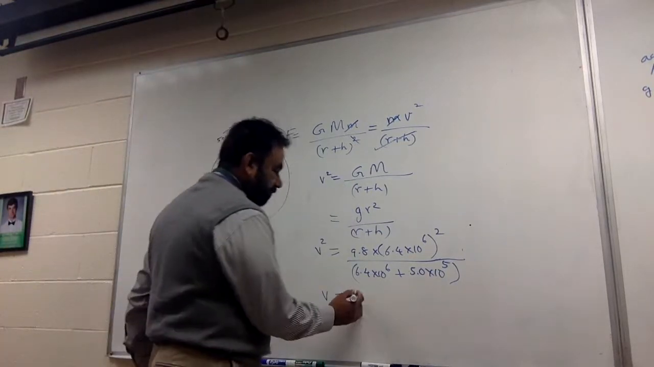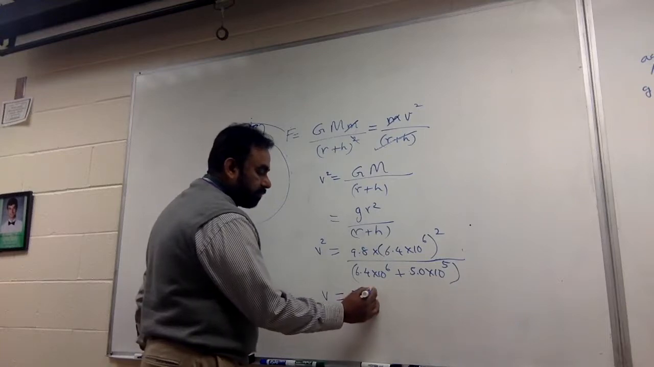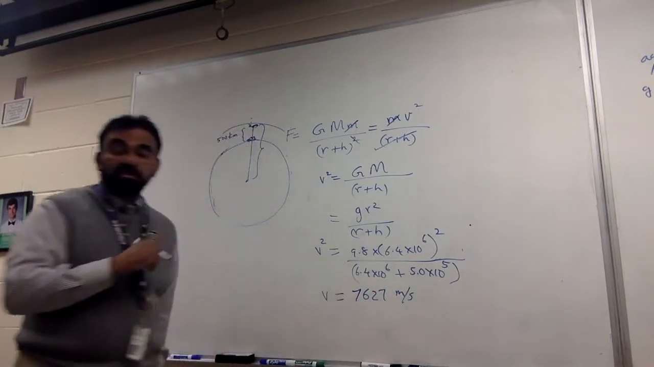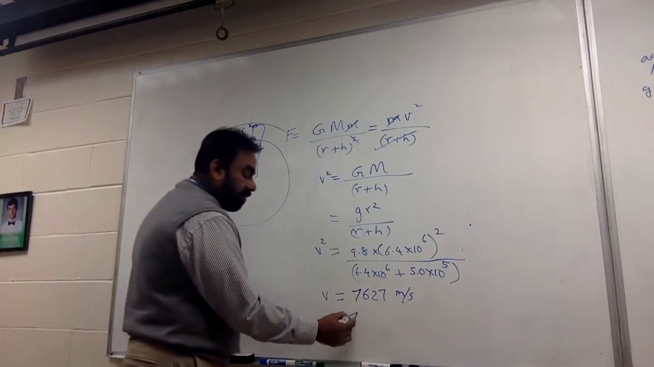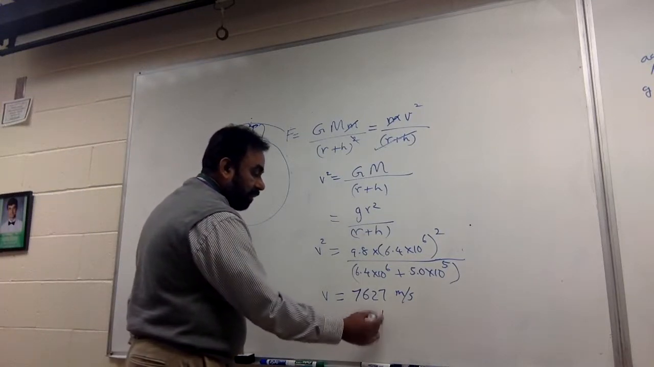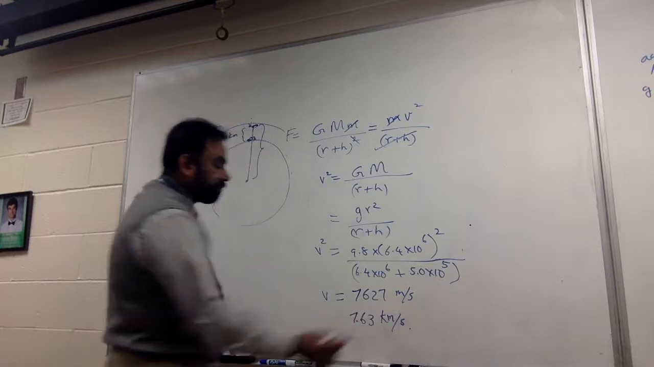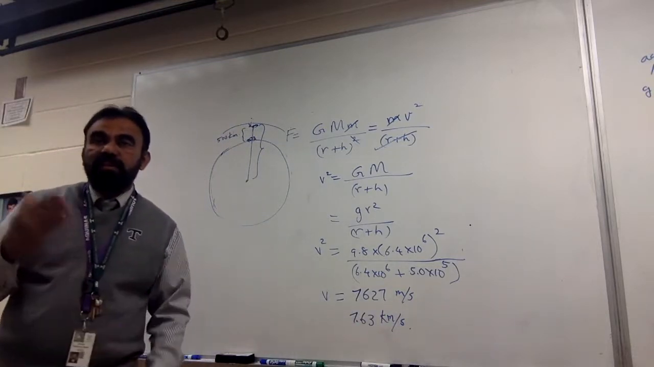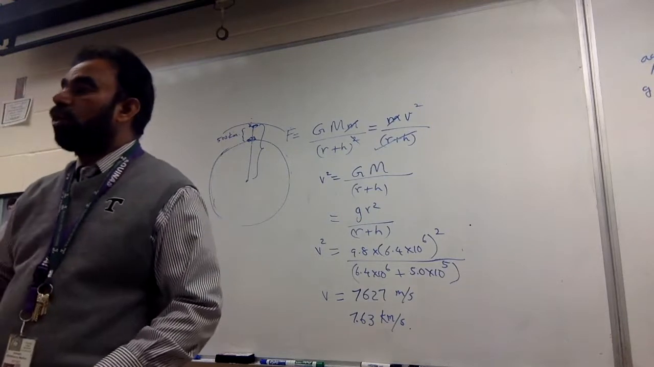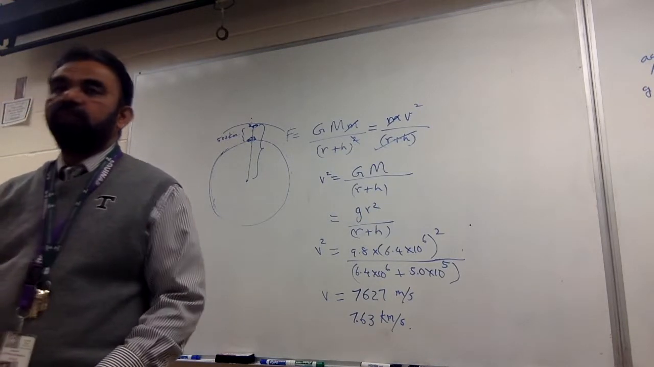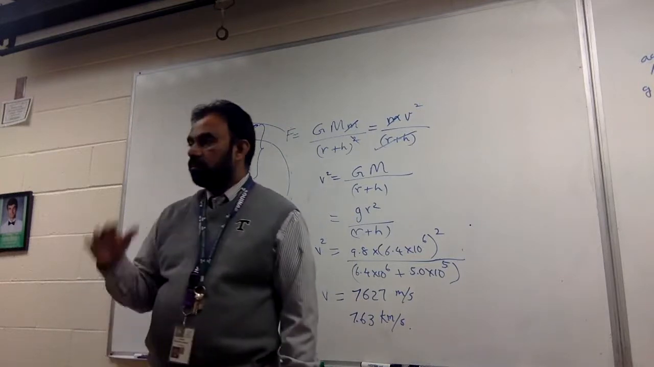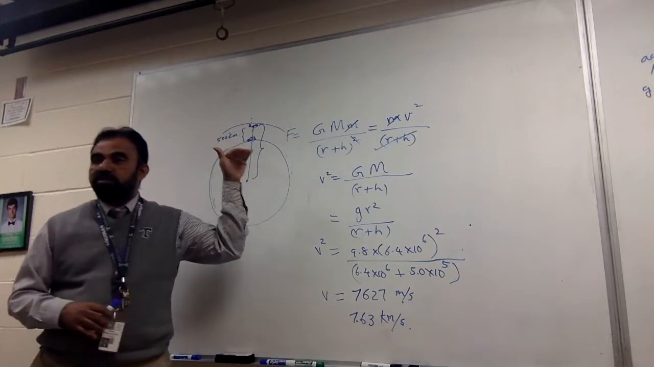Is it? 7,647. That seems right. So 7.63 kilometers per second. That's the speed of that satellite. So how do they put these things in that orbit? How do they put the satellites in orbit?